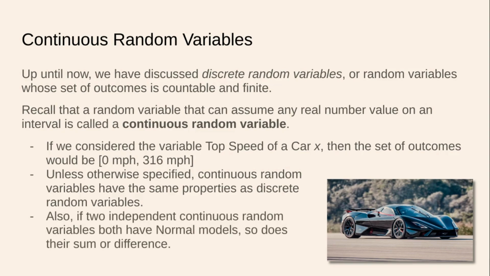Also, and this is big, this may seem kind of out of left field right now, but this is a big deal. If two independent continuous random variables both have normal models, so if they both fit a normal model, so does the sum or difference of those random variables. So if I have two random variables and they fit a normal model themselves, then the sum or difference of those variables also can be modeled with the normal model. That is a huge deal, and we will see that later in this lesson. So we'll keep that in our back pocket, save it for later.